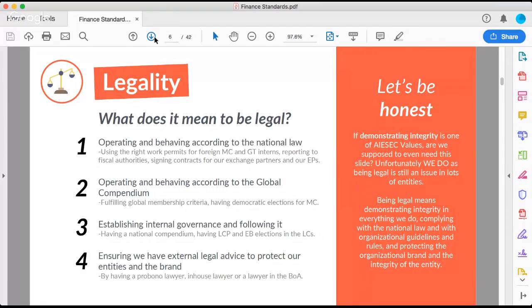Well, here on the side you can see "let's be honest", and it talks about demonstrating integrity. And I truly believe that demonstrating integrity comes back with doing legal, because if we do not act accordingly internally to what we say we will do, so literally the entire legal framework, then how can we say that we as an organization are demonstrating this integrity and that we are a valued partner for EPs and our partner organizations?